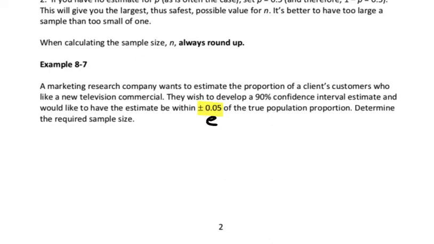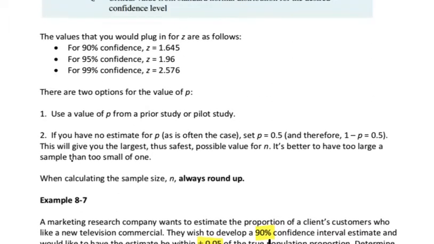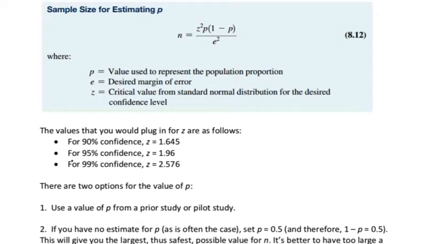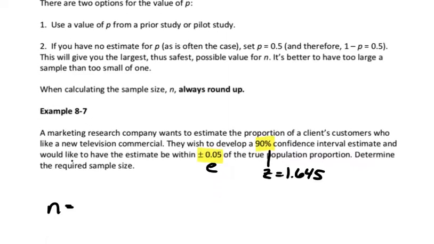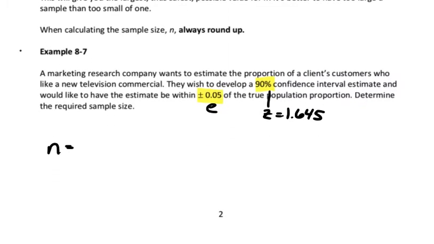And we know that we want to develop a 90% confidence interval. So that tells us that my value for Z is going to be 1.645. So plugging into my formula, we have n equals z squared times p times 1 minus p divided by e squared. So 1.645 squared.